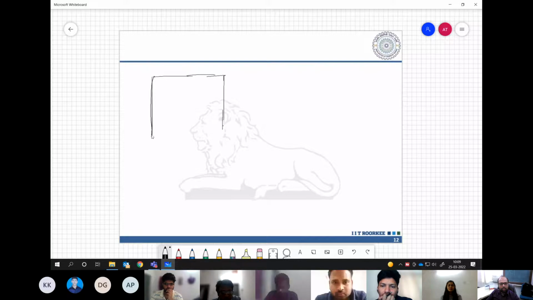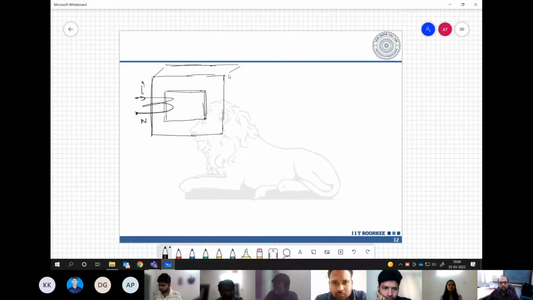If I have a simple core, it is closed, no air gap in there, and I have a coil which is carrying current I and having number of turns N. The cross-sectional area of this core is AC. So this cross-sectional area is AC, and any other thing if you want to consider, that is there.